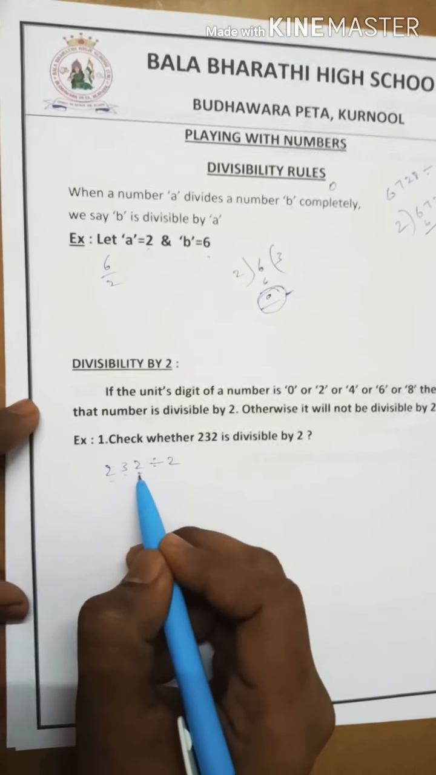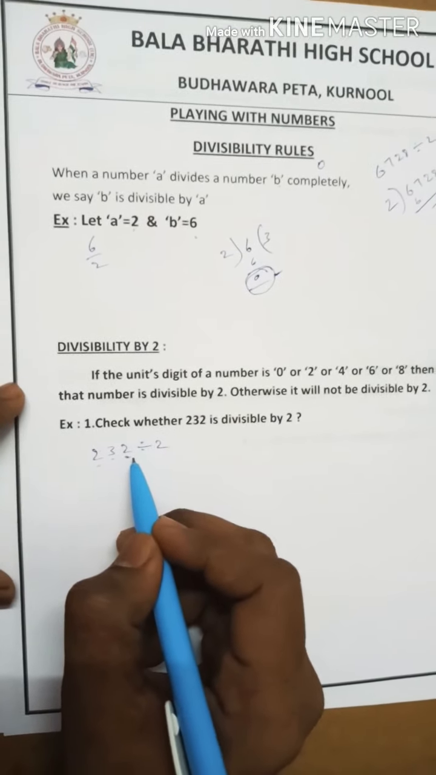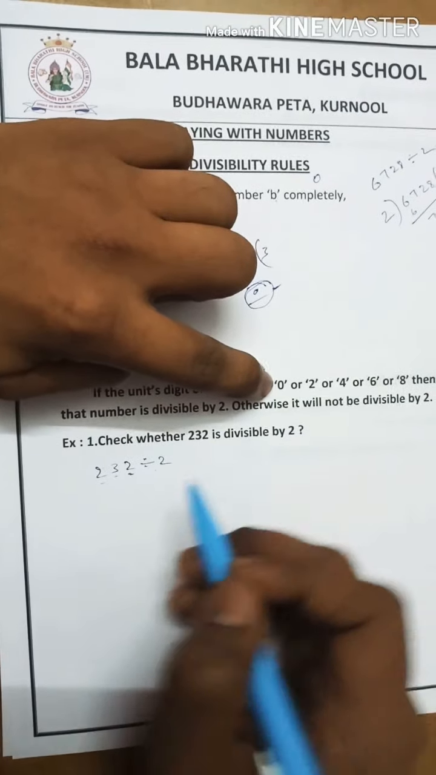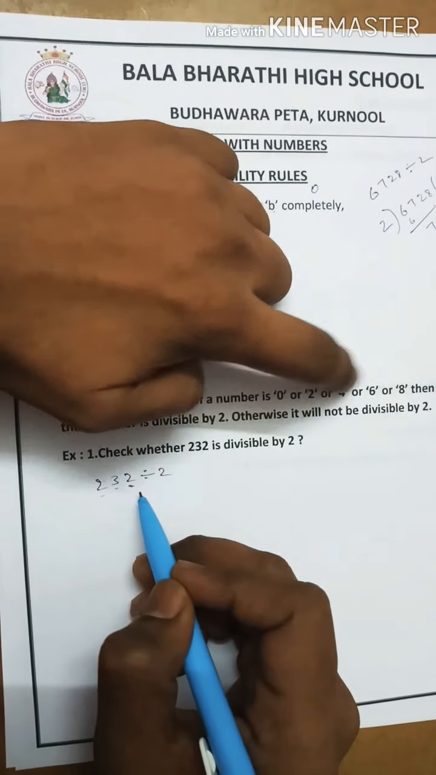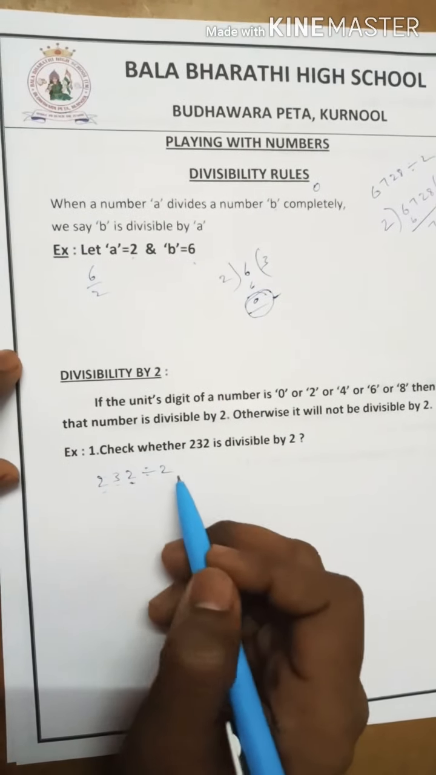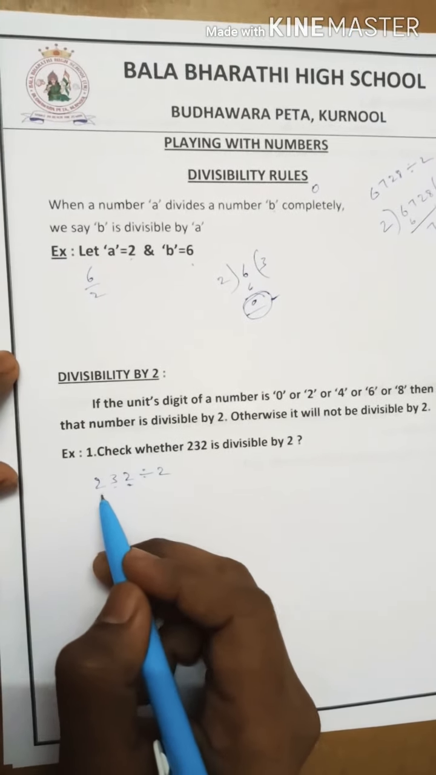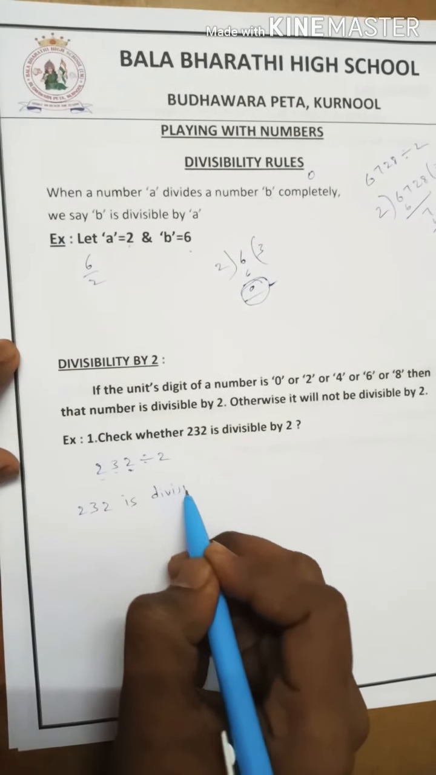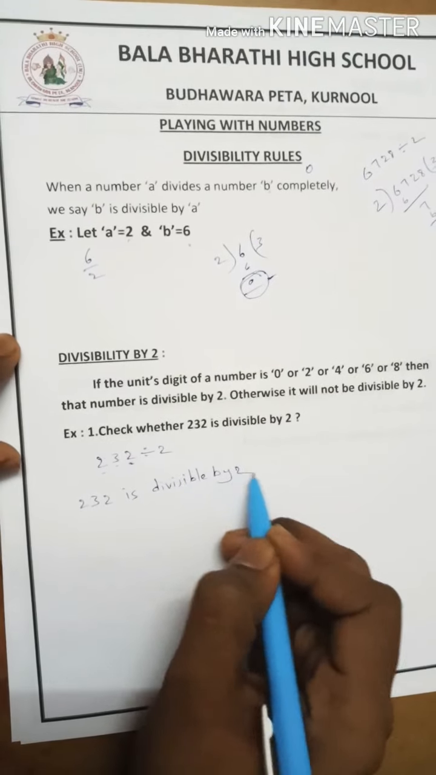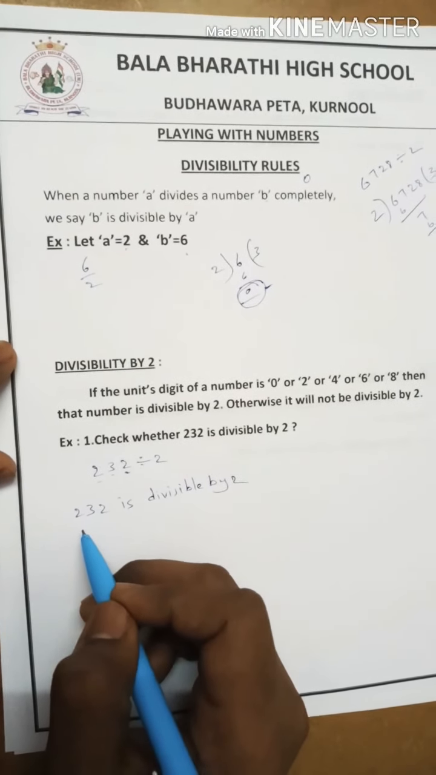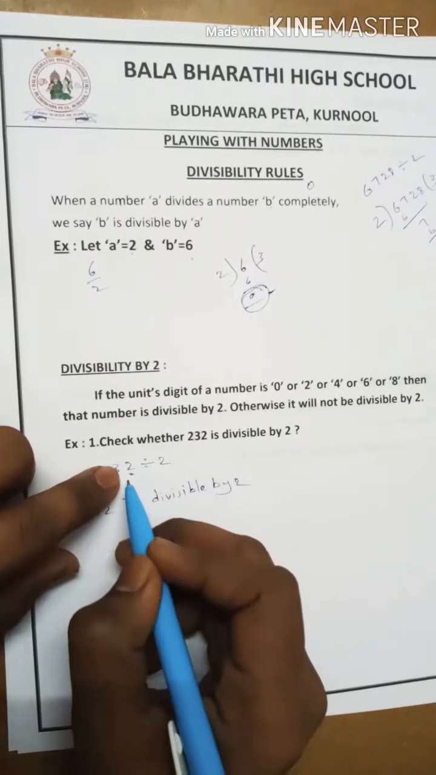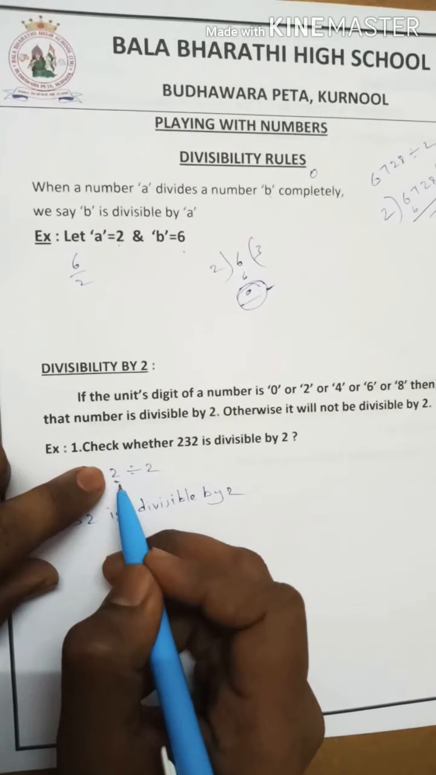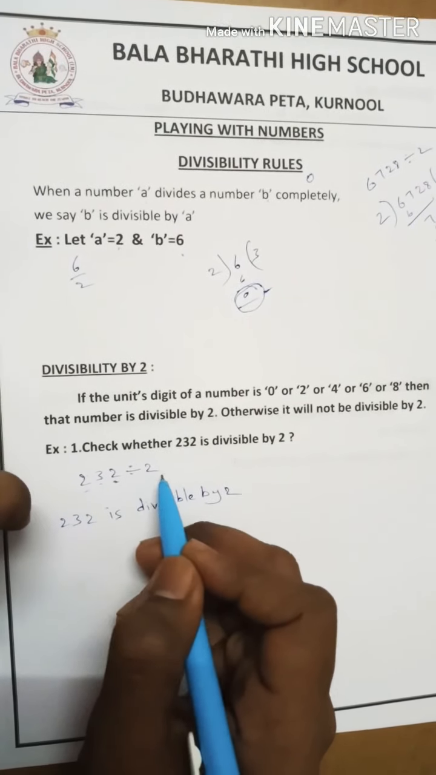Now look at this units place. Which number do we have in the units place? 2, right? So according to our statement, if the units place has 0, 2, 4, 6 or 8, then that number is divisible by 2. Therefore we can say that 232 is divisible by 2. How are we saying 232 is divisible by 2? Because in the units place we have 2. If you have an even number in the units place, then you can say that this number or that number is divisible by 2.